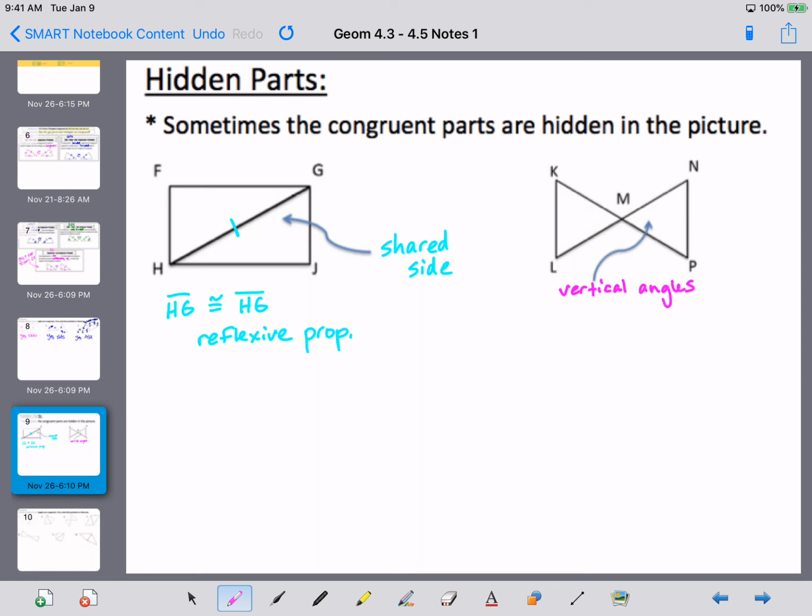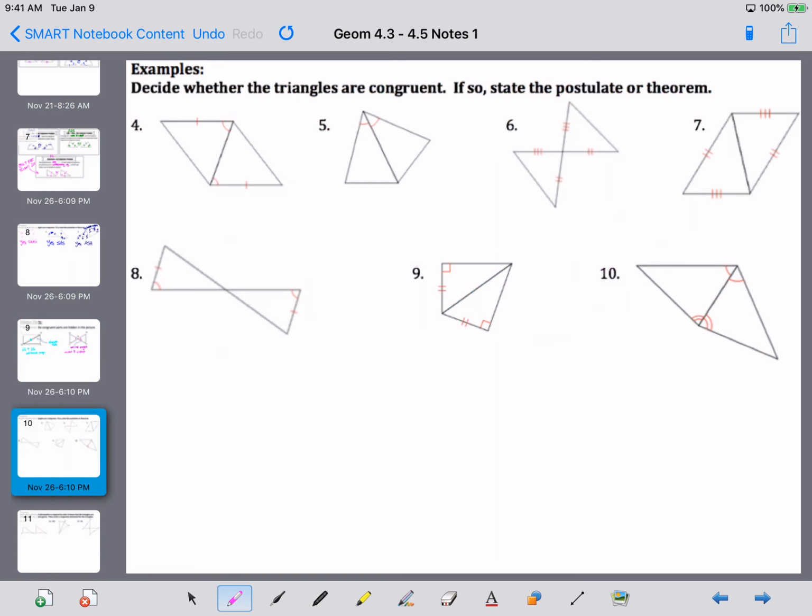So if you remember from past lessons, this angle is congruent to this angle because vertical angles are congruent. So angle LMK would be congruent to angle, what would it be, NMP, because we know vertical angles are congruent. All right, so sometimes the congruent stuff will be hidden. And we're going to look at some examples with hidden parts.